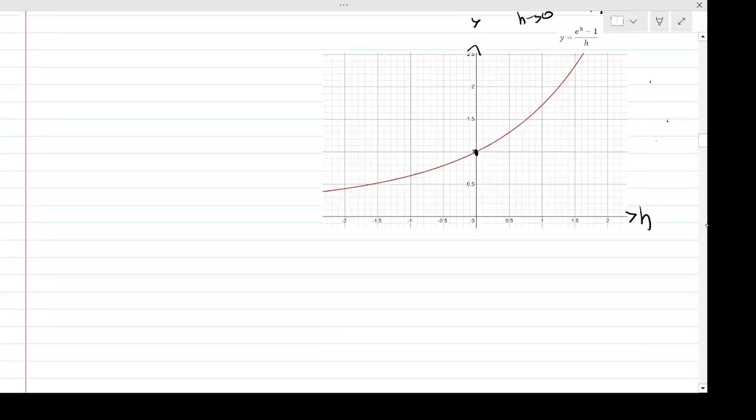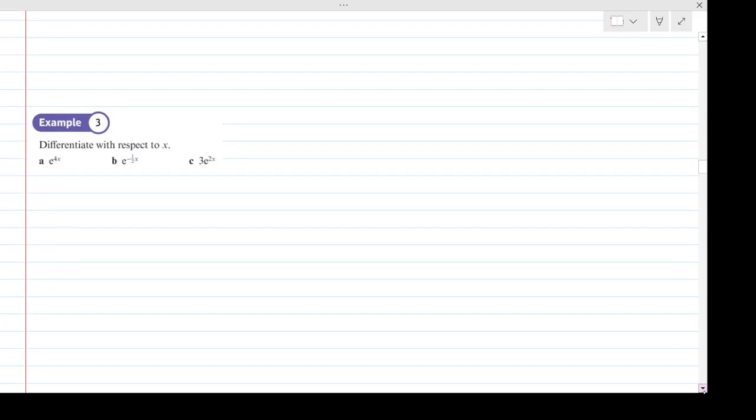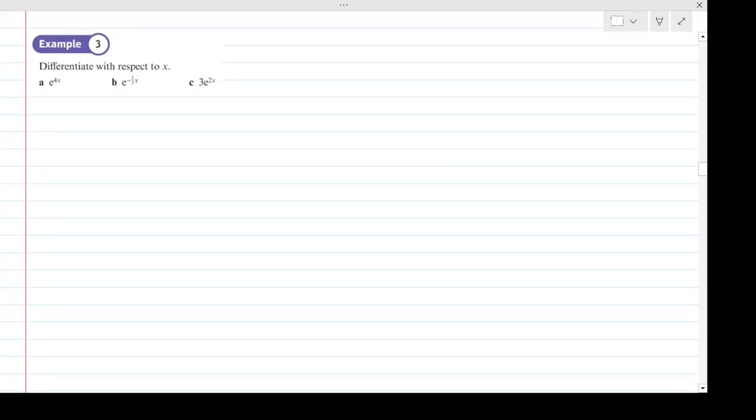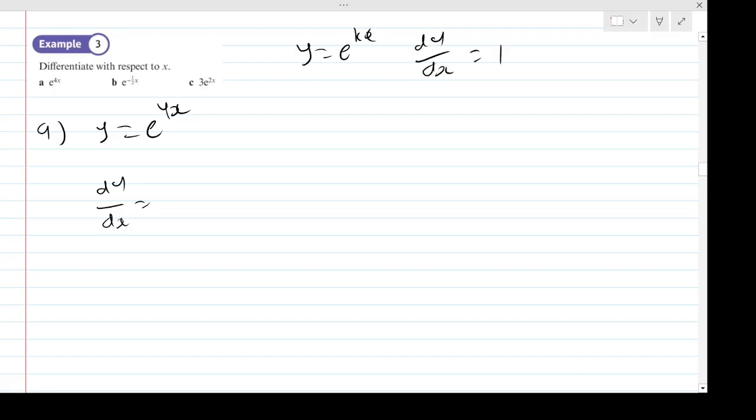So we've introduced it. Now we need to know how to use e. We need to differentiate with respect to x: y is e to the 4x. So if we differentiate it, remember we just discussed, if y is e to the kx, then the derivative is k e to the kx. Here k is 4, we've got a multiple of 4. So that'd be 4e to the 4x.